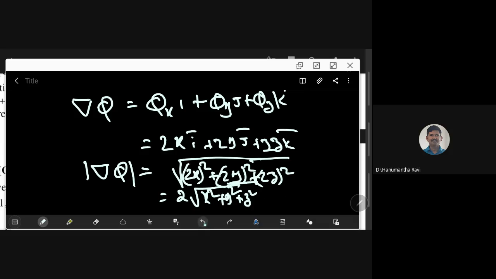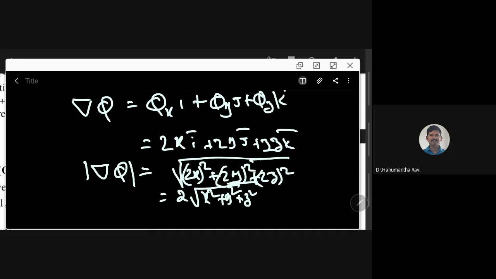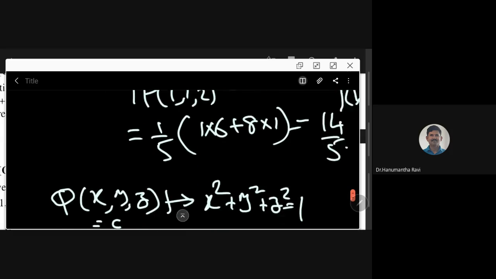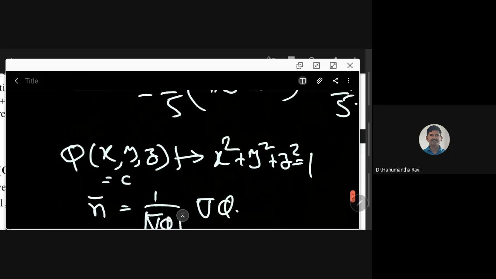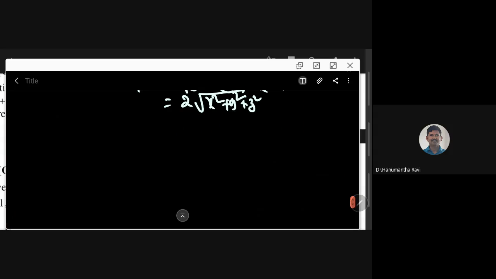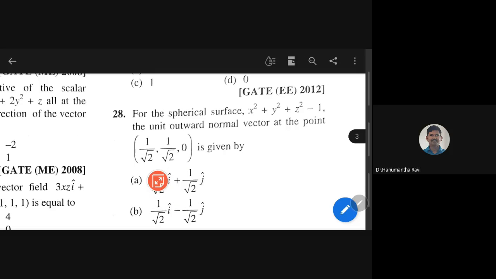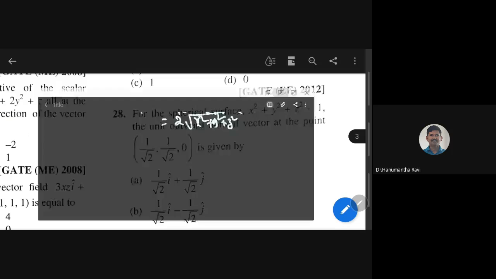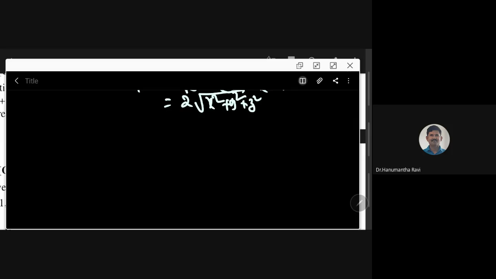We do one thing. Now, at what point are we asked to draw the normal? At 1 by root 2, 1 by root 2, 0. Remember, the point (1 by root 2, 1 by root 2, 0) is there on the surface.